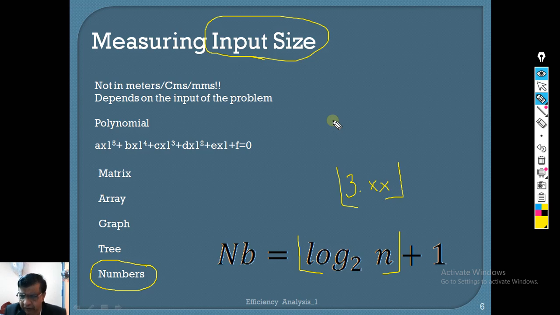Therefore, the time efficiency, the formalism that you want to bring for time efficiency, is definitely a function of input size. Therefore we need to bother about this. Right.